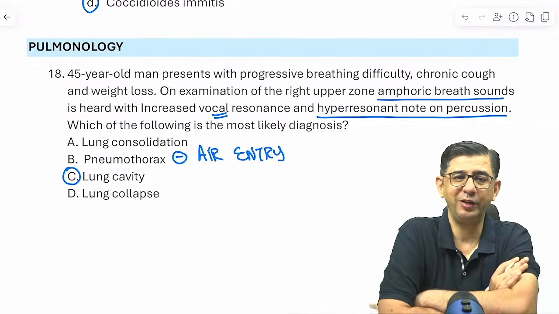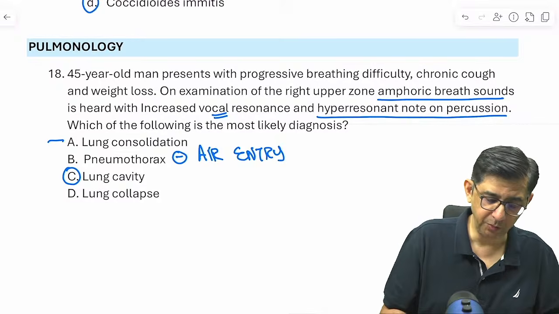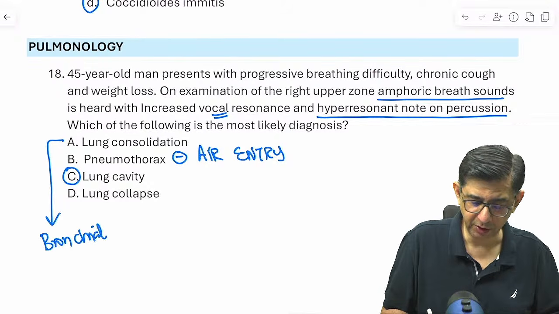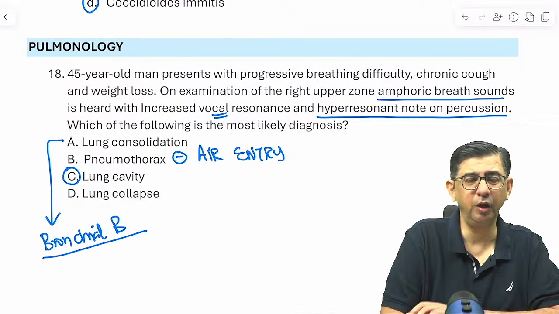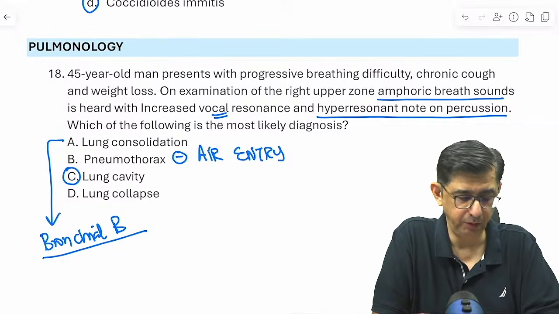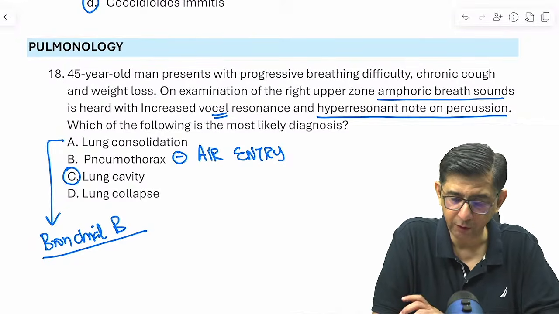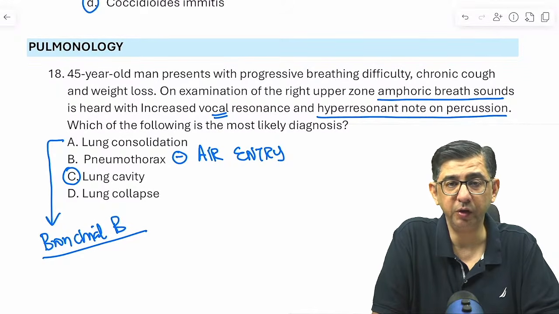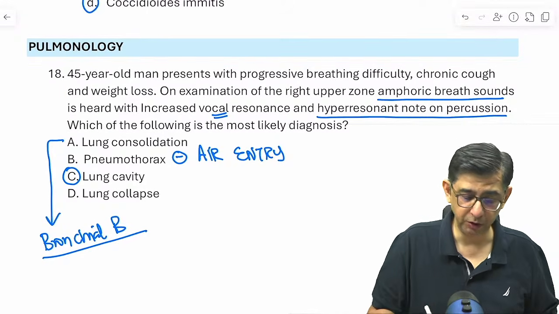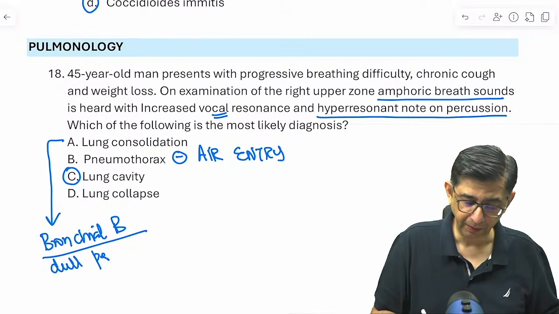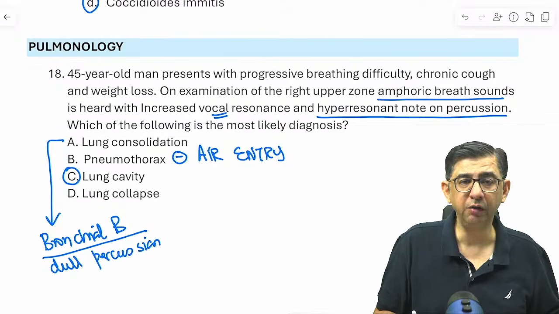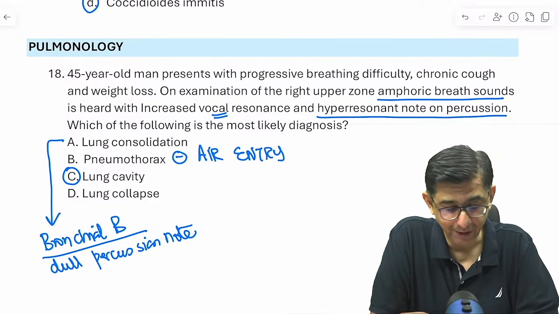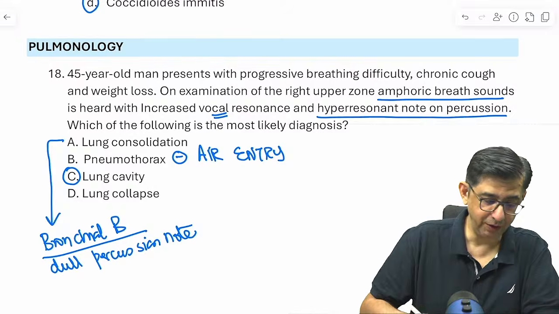So from the perspective of consolidation, but then consolidation में जो breathing होगा वो different होगा ना. In consolidation, the breathing that is present would be bronchial breathing. Here, the word amphoric breathing alone is sufficient. You are to mainly focus on the word amphoric breathing for this patient. And again, I'll say why A is not the answer, because it will have a dull percussion note. It will not have hyperresonant. If you talk about pneumonia, pneumonia will have a dull percussion note present. So yeah, Xavier, answer is not A because of the following reason.